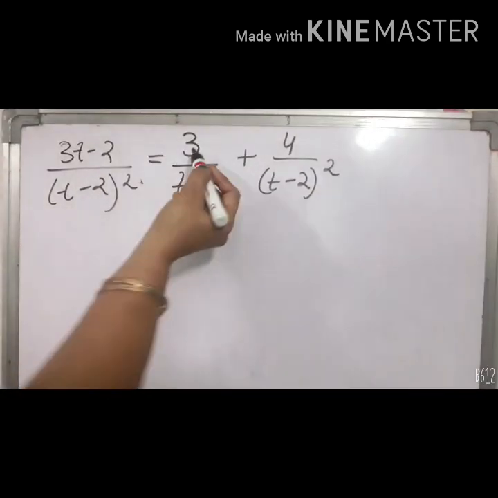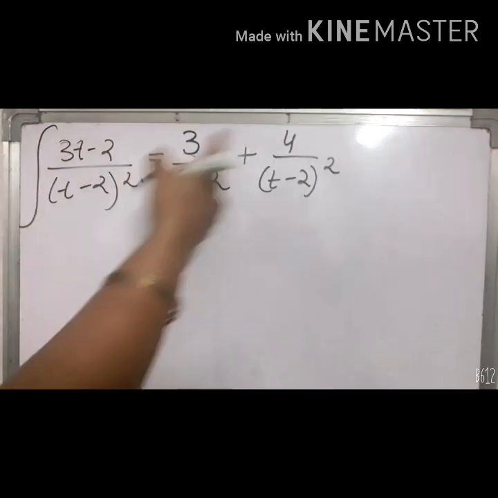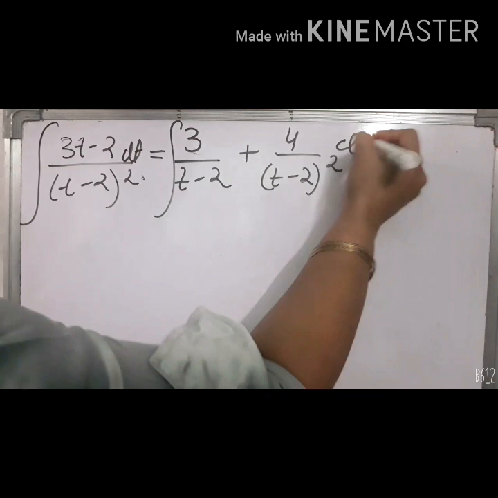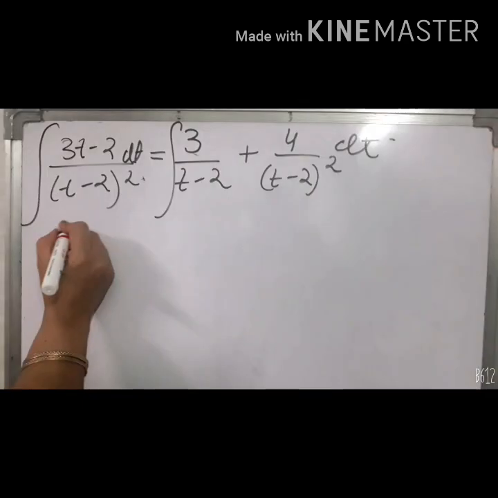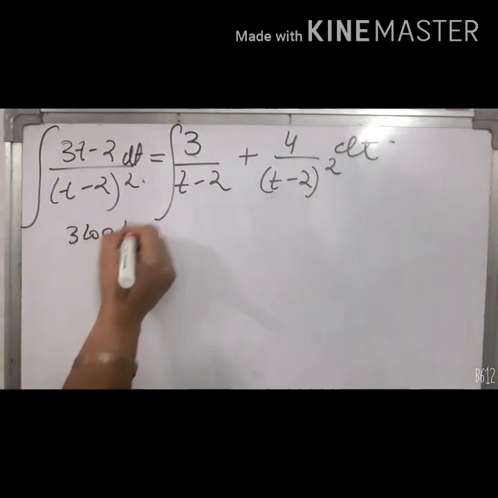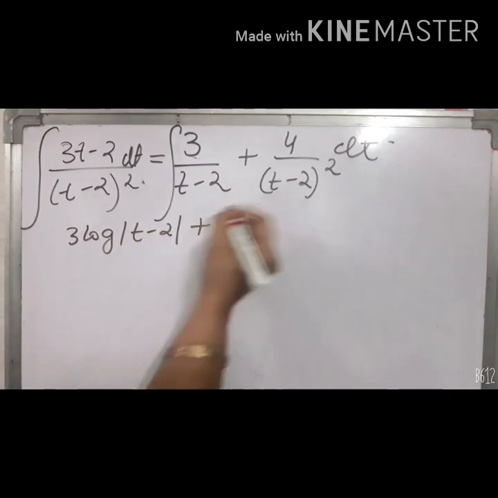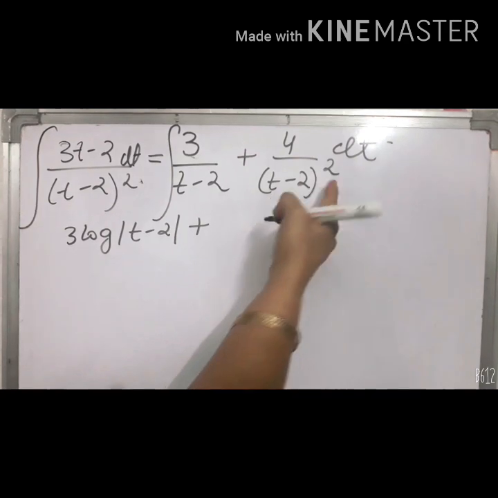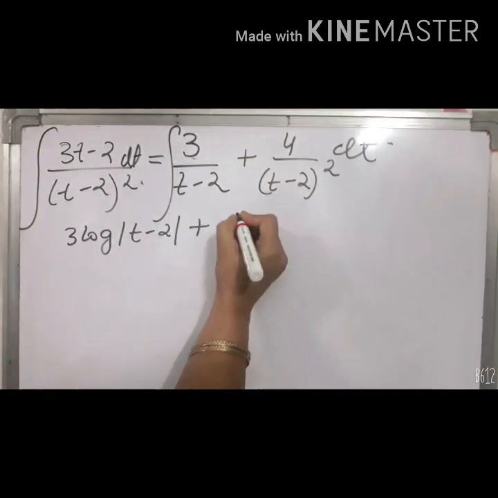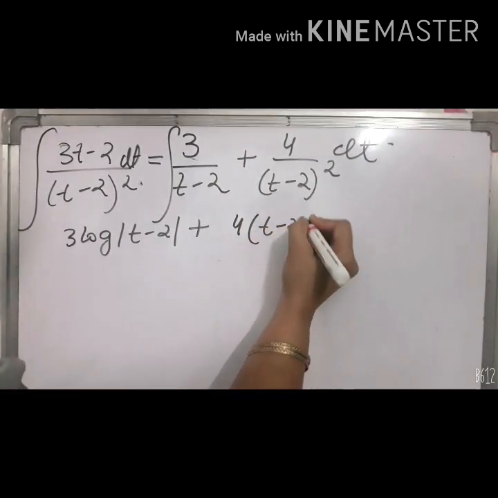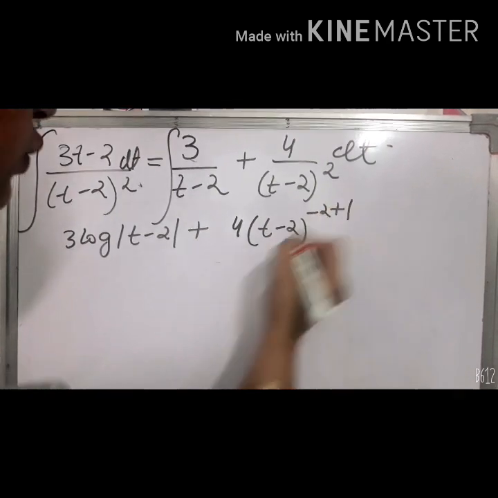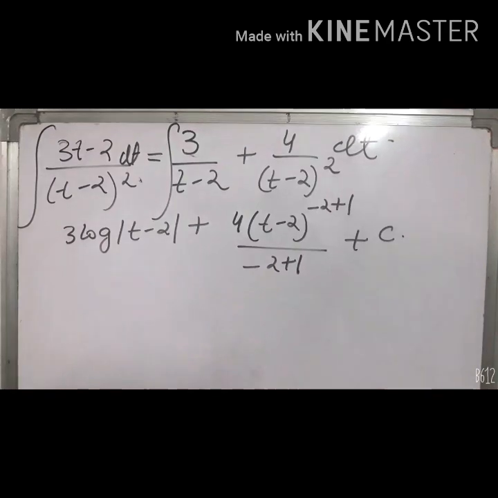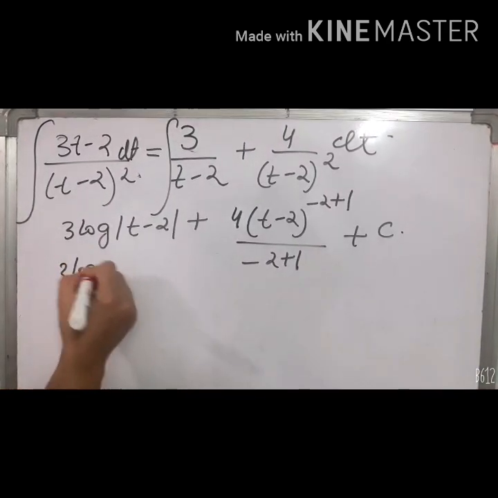Now I substitute the values in place of a and b and do the integration both sides like this. Now it becomes 3 log t minus 2 plus, you will say it is only log. No, it's a power, so I will take it up. It becomes 4 times t minus 2 to the power minus 2 plus 1 by minus 2 plus 1 plus c. This is the answer, but we need to substitute the value.